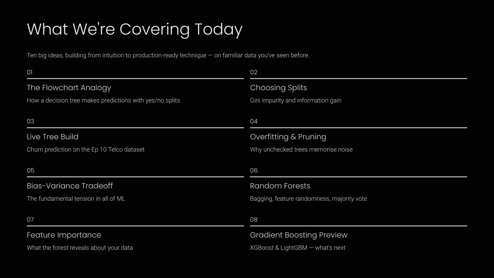We will cover 8 key ideas, starting with the flowchart analogy and moving on to choosing splits using Gini impurity and information gain. We'll then look at overfitting and pruning, the bias-variance tradeoff, and how random forests work. Finally, we'll explore feature importance and gradient boosting.